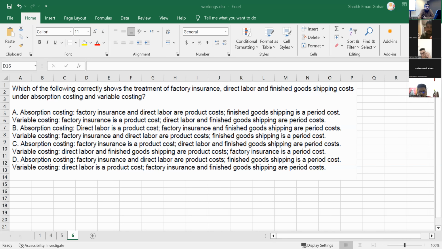So my friends, question number 6. Another good theory question about absorption costing and variable costing. They are asking which of the following correctly shows the treatment of factory insurance, direct labor, and finished goods shipping costs under absorption costing and variable costing. Okay, so see, factory insurance, direct labor, finished goods shipping cost.